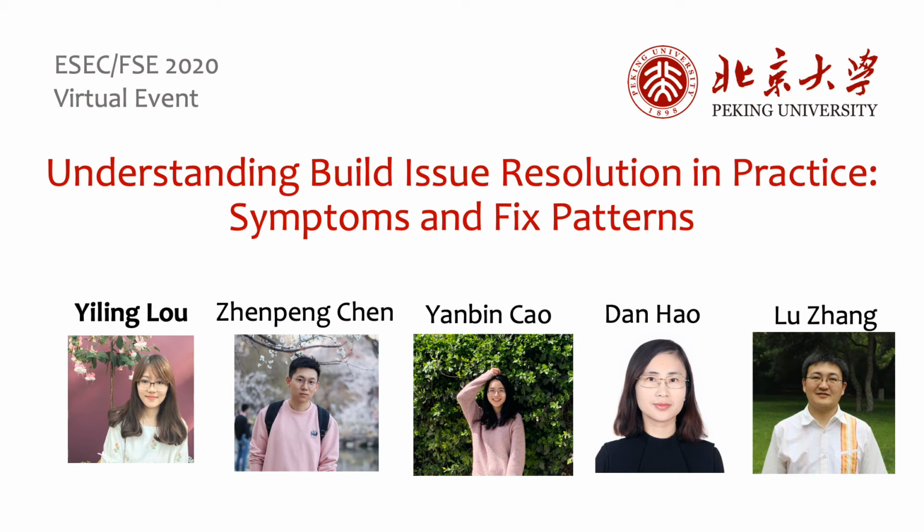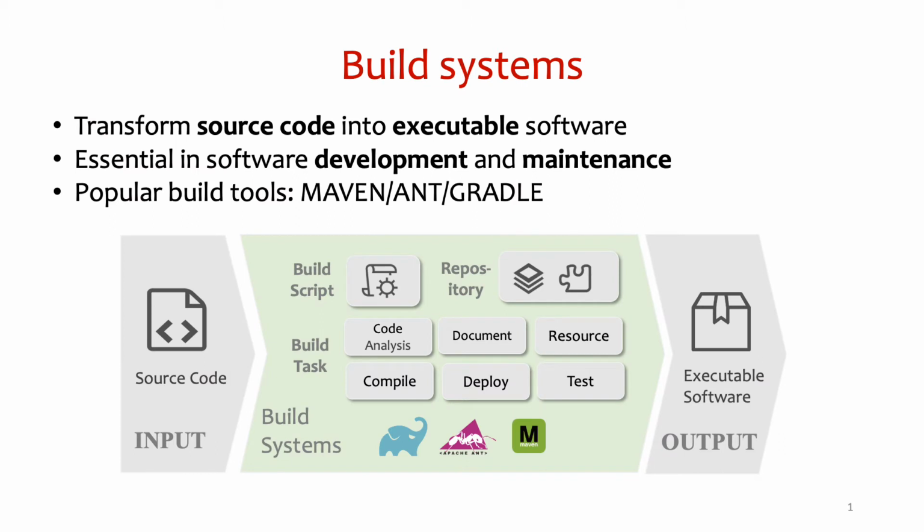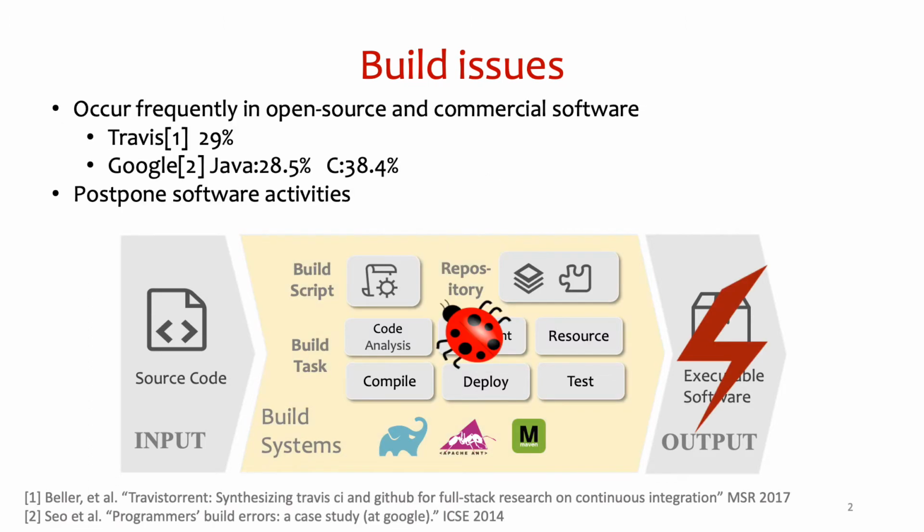In this presentation, I'm going to talk about our recent work on practical build issue resolution. Build systems automatically transform source code to executable software. It plays an essential role in software development and facilitates developers' build activities.